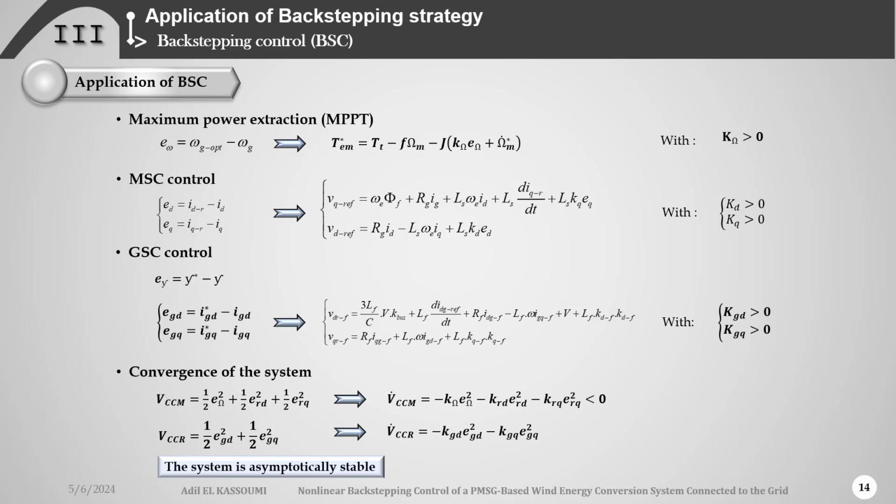The control laws of the wind turbine system, specifically the equations for controlling machine speed, stator currents, and filter currents, are given by the following equations. To ensure system stability, we use the Lyapunov function given by these equations. Keep in mind that constant parameters must be chosen as positive.